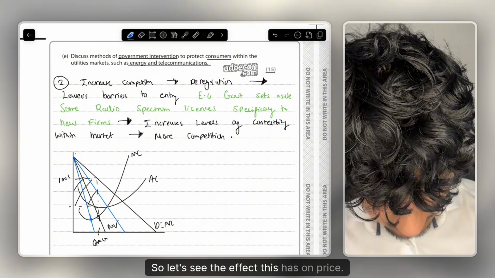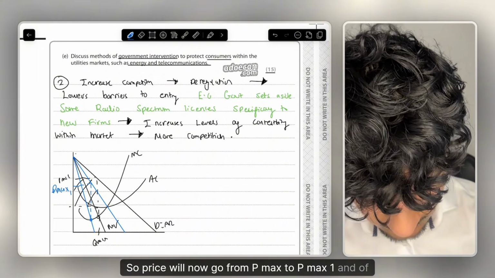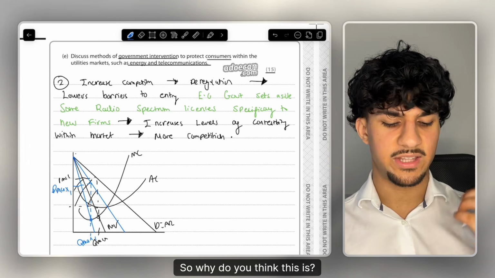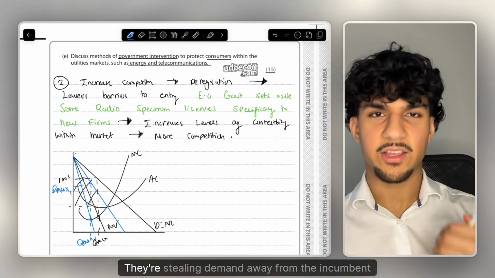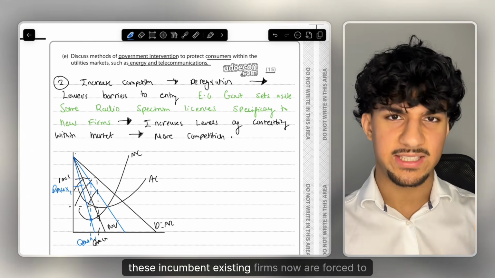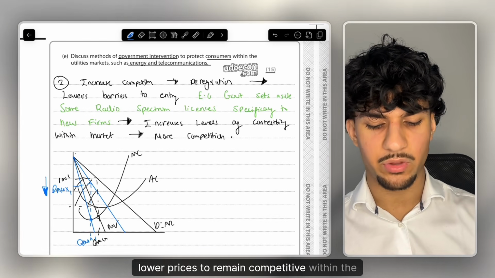So let's see the effect this has on price. So price will now go from Pmax to Pmax1, and of course a lower quantity as well. So why do you think this is? This is because new entrants are entering the market, they're stealing demand away from the incumbent firms, therefore these incumbent existing firms now are forced to lower prices to remain competitive within the market.